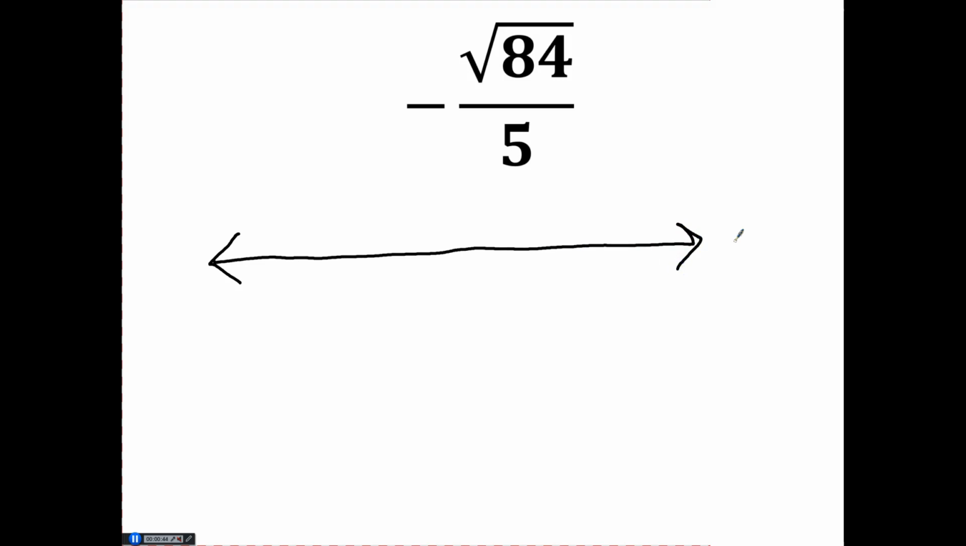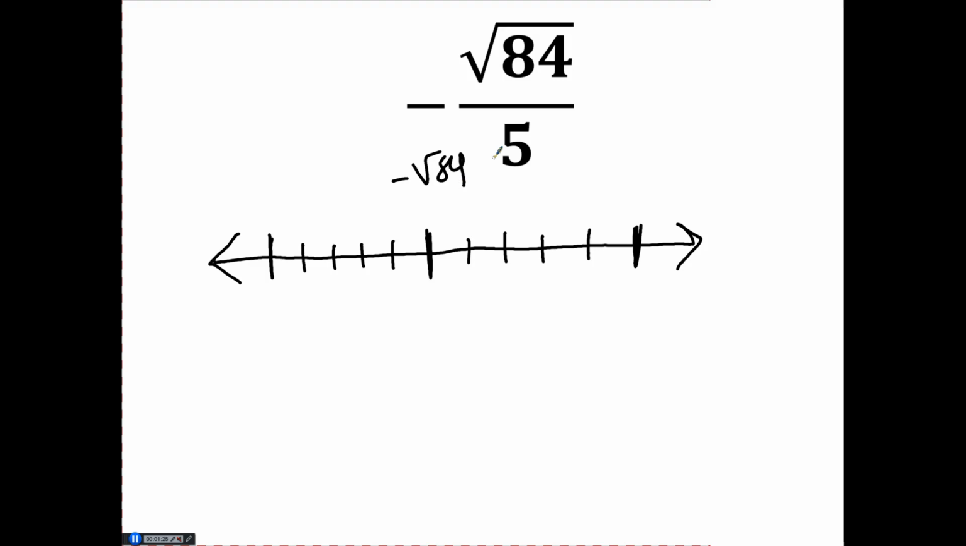We're trying to see where the negative square root of 84 falls on the number line. In order to do that, we make our ones, and then we do our tenths: 1 tenth, 2, 3, 4, 5, 6, 7, 8, 9, and a whole. Less than means go left. Larger negatives are left.